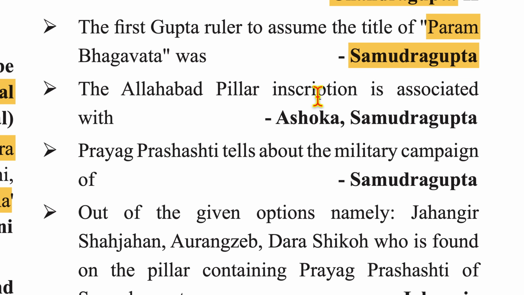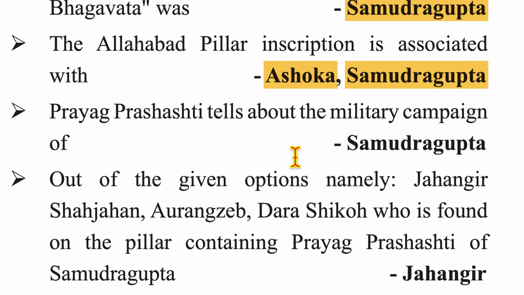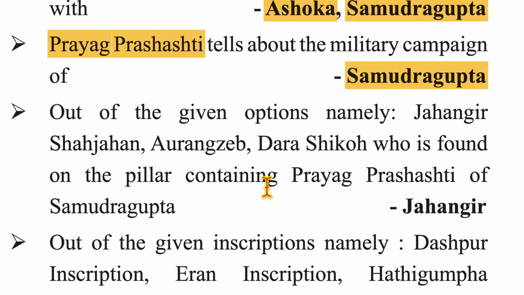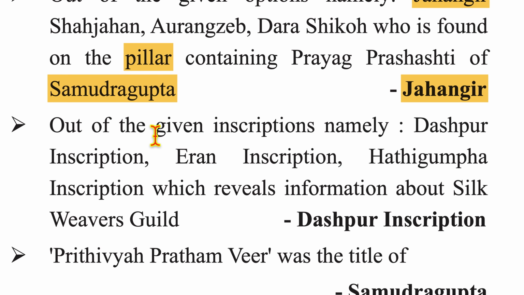The Allahabad pillar inscription is associated with Ashoka and Samudragupta. Prayag Prashasti tells about the military campaign of Samudragupta. Out of the given options, namely Jahangir, Shah Jahan, Aurangzeb, Dara Shikoh, who is found on the pillar containing Prayag Prashasti of Samudragupta? Answer is Jahangir. So we have Ashoka, Samudragupta, and Jahangir in the Allahabad pillar.